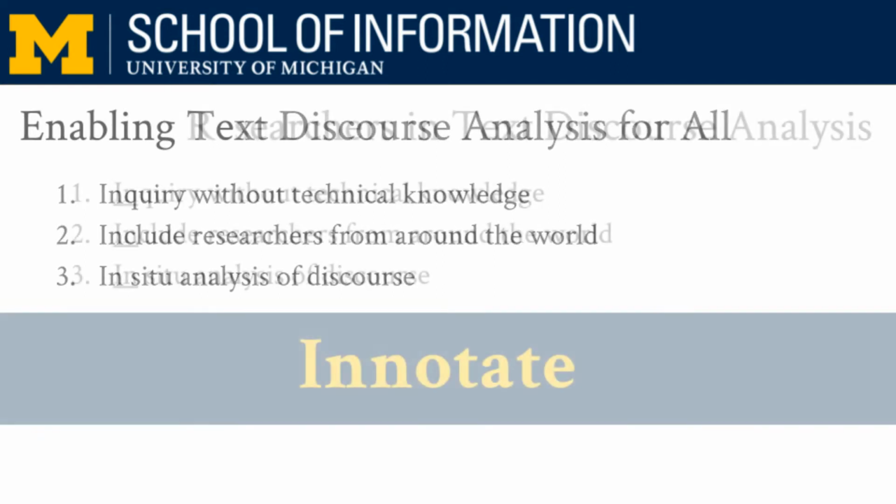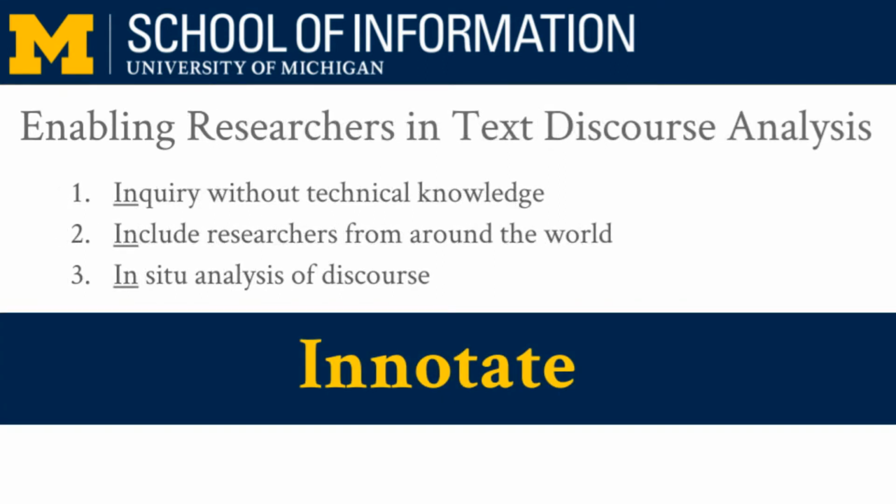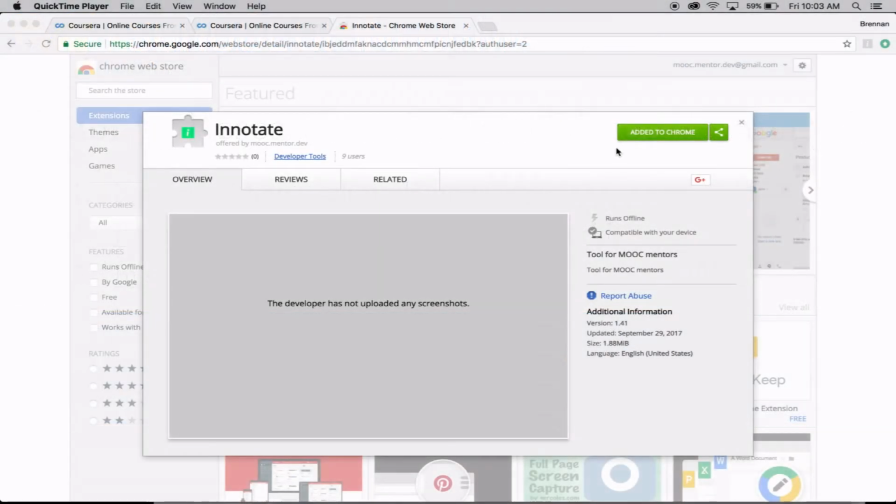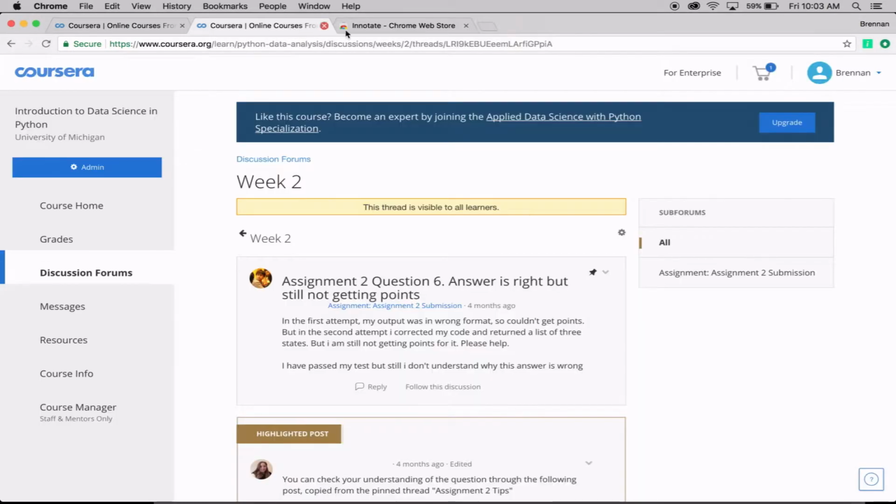So we created a tool called Annotate. Annotate is a Google Chrome extension and allows anyone to annotate MOOC discourse within the browser itself. The way it works is simple. First, the coder installs the plugin from the Chrome Store link. The plugin is active on any Coursera page, and an icon is shown on the toolbar.